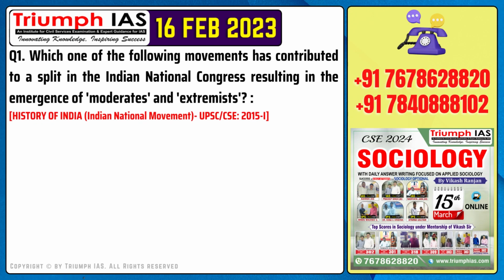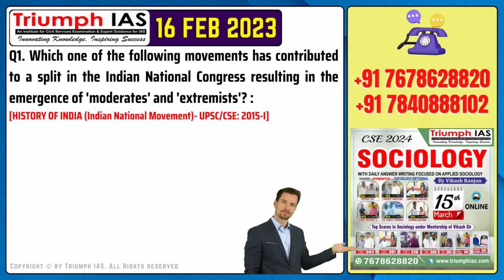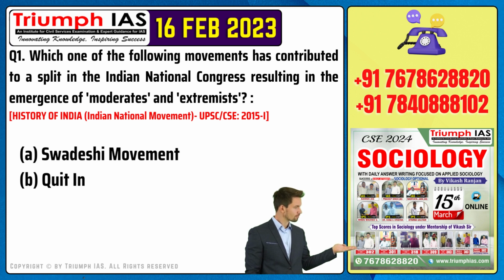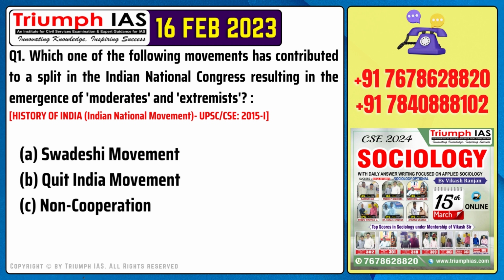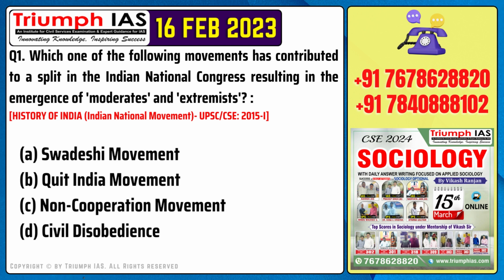Question number 1. Which one of the following movements has contributed to a split in the Indian National Congress resulting in the emergence of moderates and extremists? The options are: Option A, Swadeshi Movement. Option B, Quit India Movement. Option C, Non-Cooperation Movement. Option D, Civil Disobedience Movement.